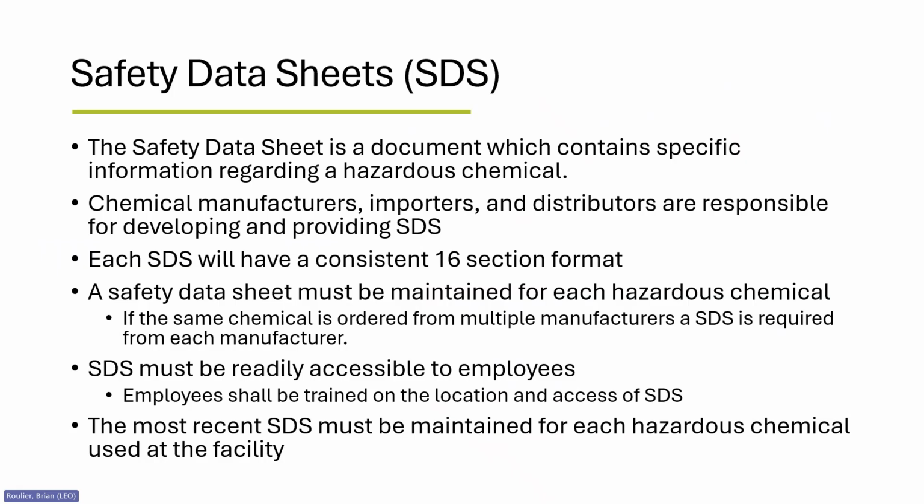Safety data sheets must be readily available to employees at all times they are in the work area, and employees must be trained on their location and how to access them. The safety data sheets can be kept in hard copy or electronic formats. However, there cannot be barriers to access, such as locks or access limited to certain people. Employers must maintain the most recent version of the safety data sheet provided by the manufacturer or distributor.